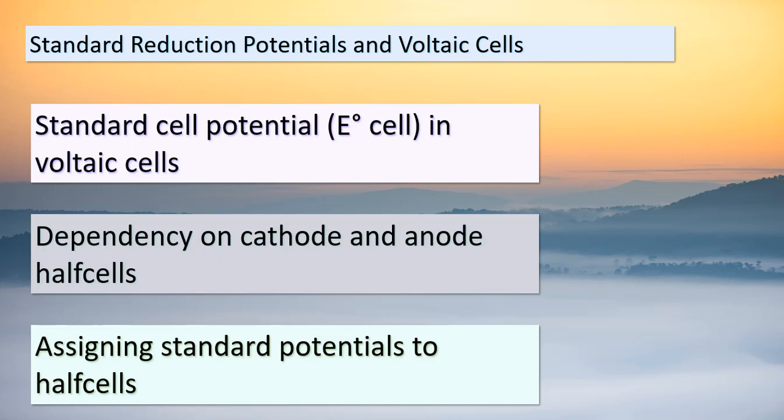The equation that ties everything together is E°cell equals E°red, cathode, minus E°red, anode, where E°cell represents the standard cell potential, E°red, cathode, is the standard reduction potential of the cathode reaction, and E°red, anode, is the standard reduction potential of the anode reaction. Let's move on to the next topic to explore this concept further.